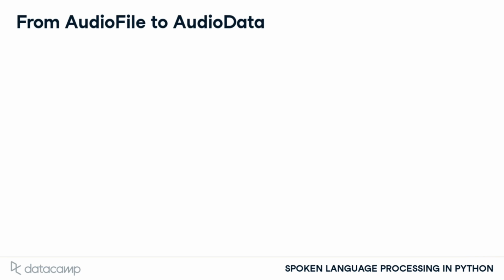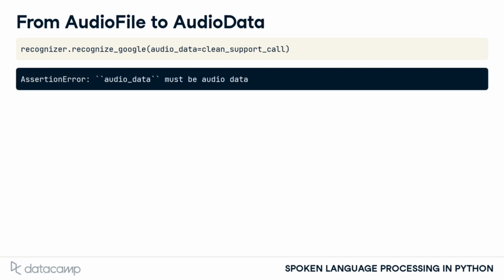Let's see what happens if we pass our clean_support_call variable to the recognize_google method. It errors, stating that the audio_data parameter must be of type AudioData. Our clean_support_call variable is currently of the type AudioFile. To convert it to the AudioData type, we can use the Recognizer class's built-in record method.